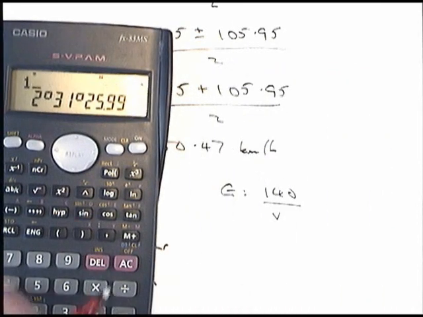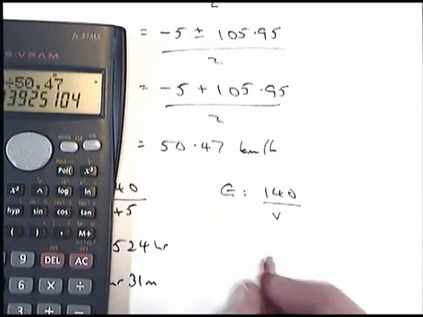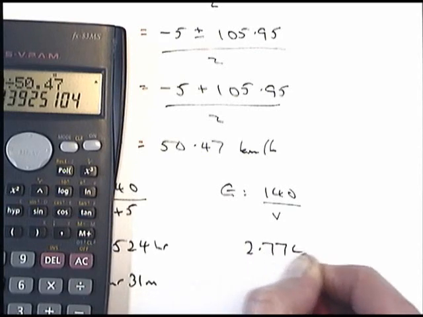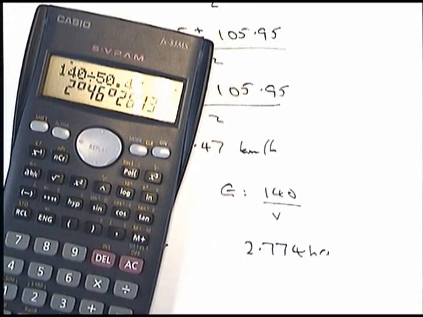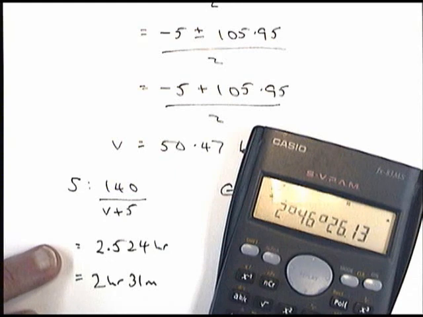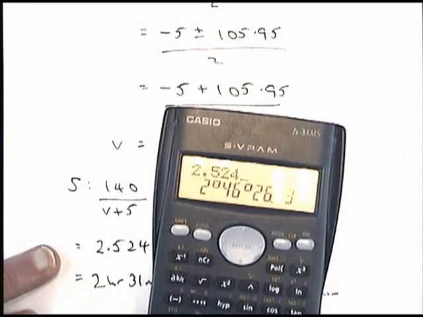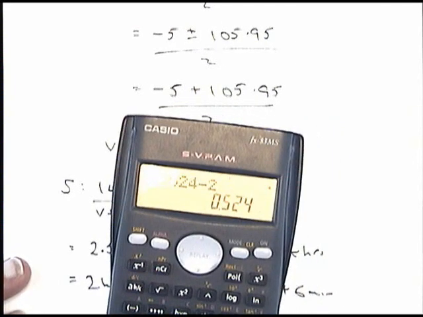And over here for Gavin, he had to be 140 divided by the v figure, 50.47. That works out to be 2.774 hours. So with that on screen, again if I do shift and that button, that's 2 hours 46 minutes, which is 15 minutes longer than the other person, which is what we expected. If you couldn't find that button on the calculator, when you have your 2.524 on your calculator screen, take the whole number bit away from it, and that is a decimal of an hour. Multiply that by 60 and you will get the number of minutes you need.